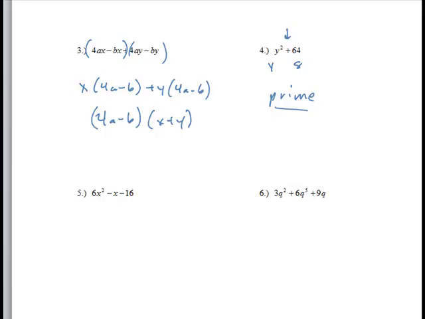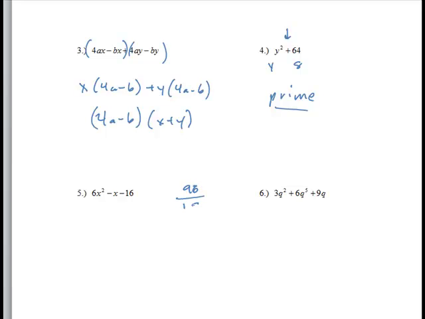Number 5. 6x squared minus x minus 16. It's in standard form. No greatest common factor. Count the number of terms. We have 3 terms, a trinomial where a is not equal to 1. So we begin by multiplying a times c together. 6 times 16 gives us 96.